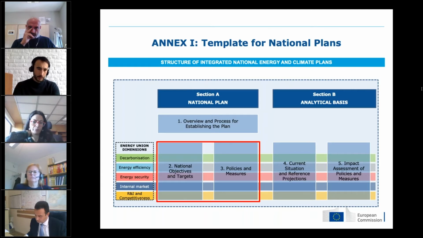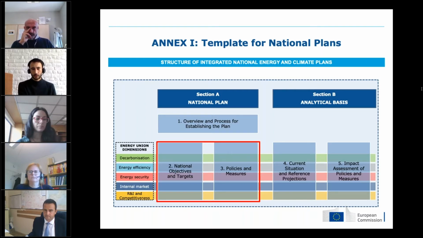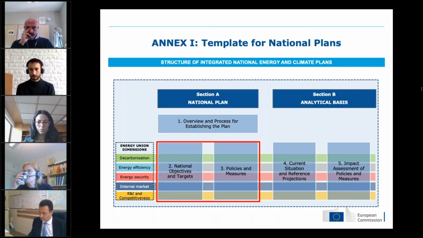And each of these sections is divided in five energy union dimensions. The first one being decarbonization. So this includes renewables, but also greenhouse gas emission reductions and energy efficiency, energy security, internal market, and research, innovation and competitiveness. So here you see a bit the structure of the plan. You have national objectives and targets followed by policies and measures. Of course, for the policies and measures, we need to make sure that they allow the member state to achieve its targets.